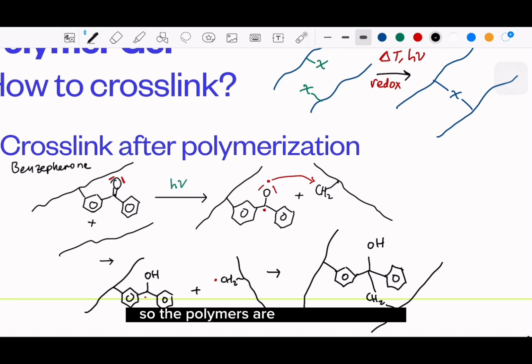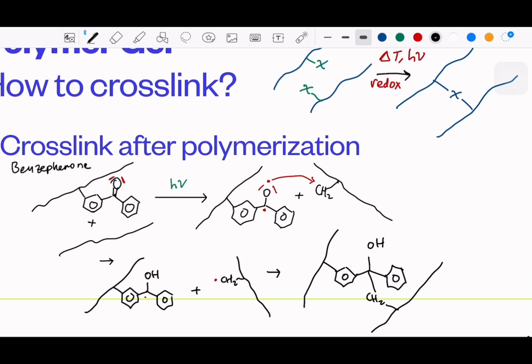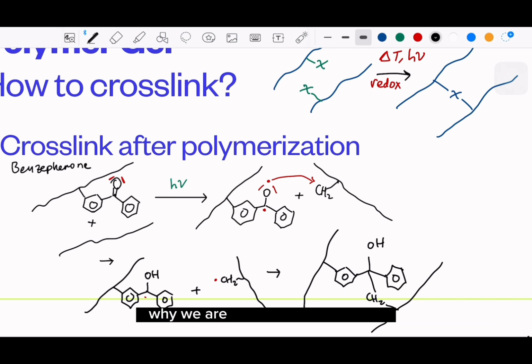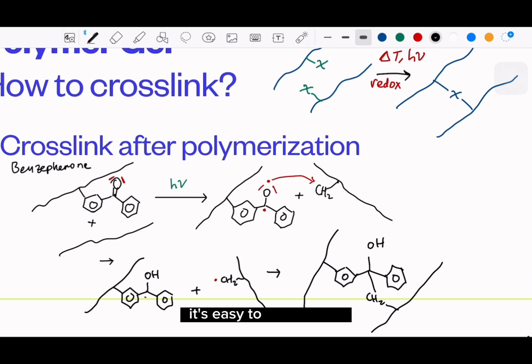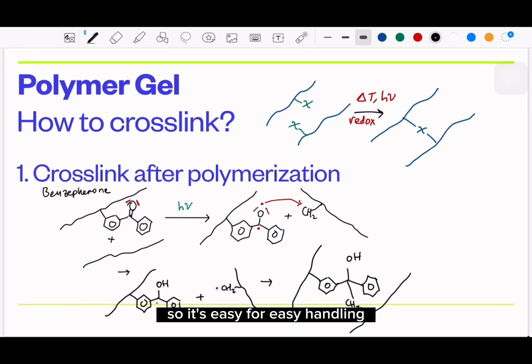So the polymer is already in polymer form, and what we need to do is give them some stimulus for the cross-link to react. So we get the cross-link, and then this is the final product. And sometimes the reason we prefer this method is because when it's still in polymer chains, it's easy to move, it's easy to handle. But when we give them cross-link reactions, maybe it becomes hard. So it's for easy handling. Okay.